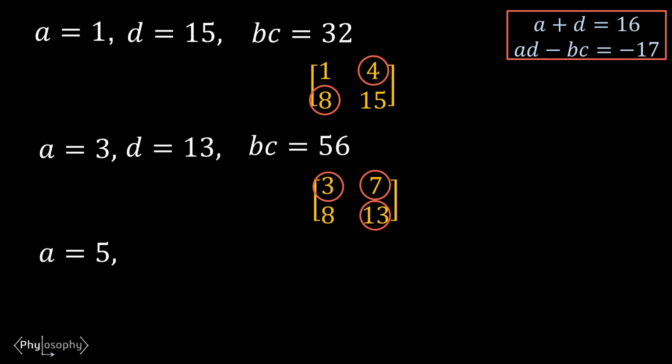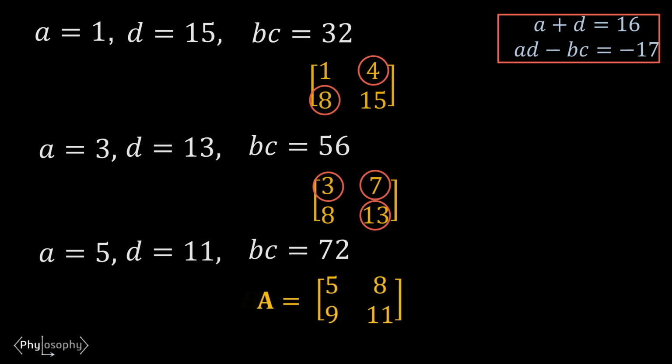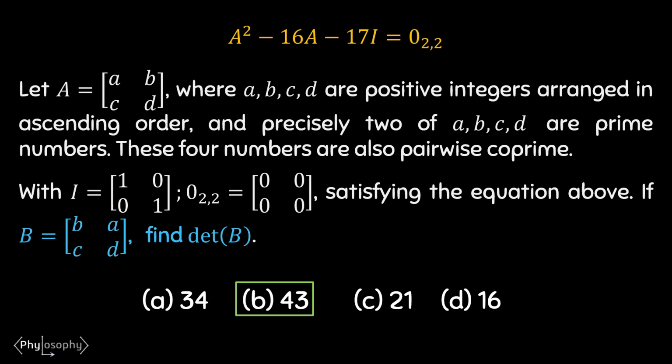So now set a equal to 5, then d will be 11 and b times c will be 72. Therefore the possible matrix is 5, 8, 9, 11. So now if you look carefully, then you will find that this matrix satisfies all the conditions given in the question. So this is our desired matrix, or this is the matrix A. Therefore the matrix B will be 8, 5, 9, 11. Now we need to find the determinant of B. Therefore the determinant of B is equal to 8 times 11 minus 5 times 9, which is equal to 43. Therefore the correct answer is option B.